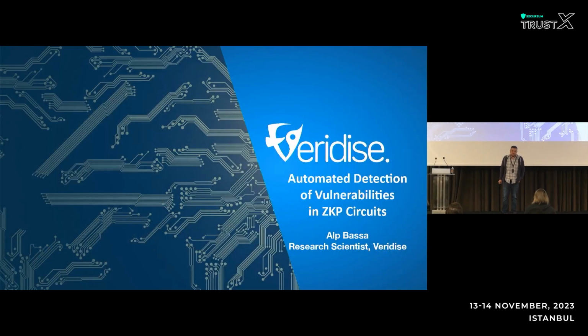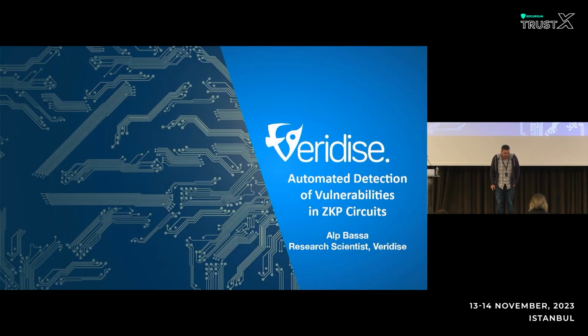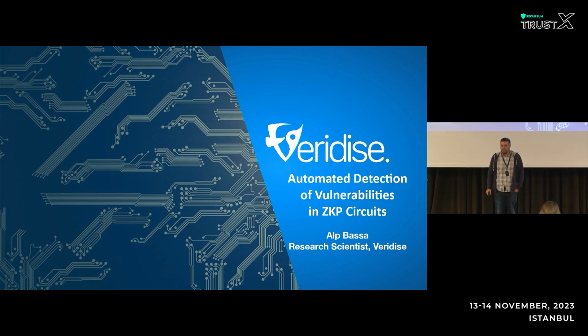So my name is Alp Bassa. I'm a research scientist at Veridice. Let me very shortly talk about Veridice. We are a blockchain security company, especially focusing on ZK-based security.